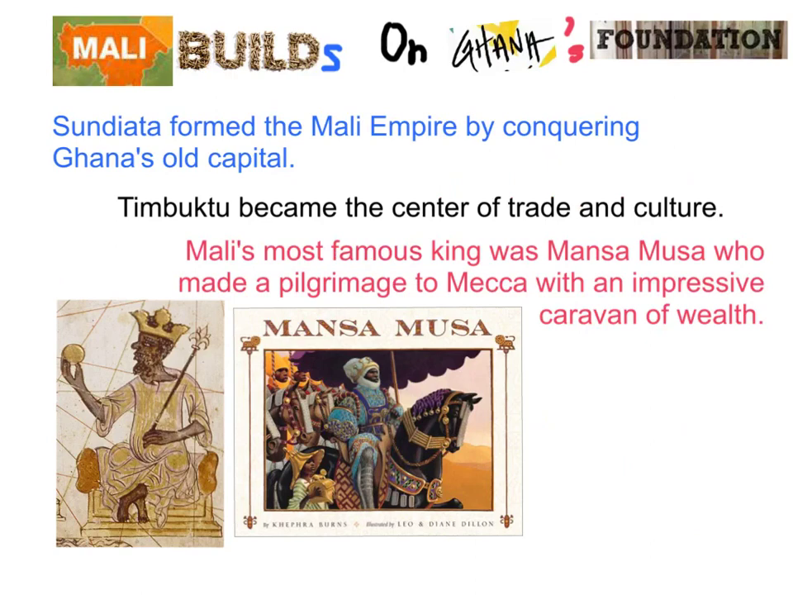Mali builds on Ghana's foundation. Mali is the next empire that will form. Now, a group had conquered Ghana. It was called the Almoravids. They will conquer Ghana.